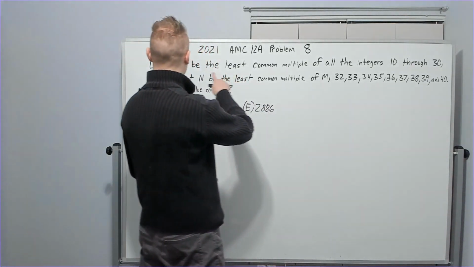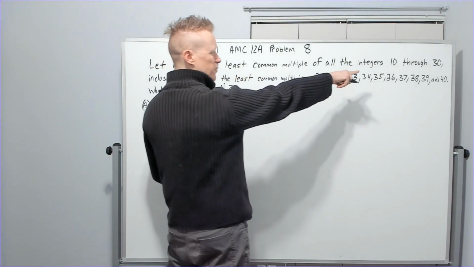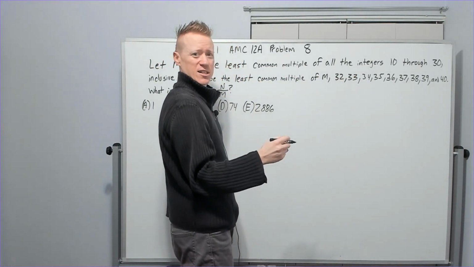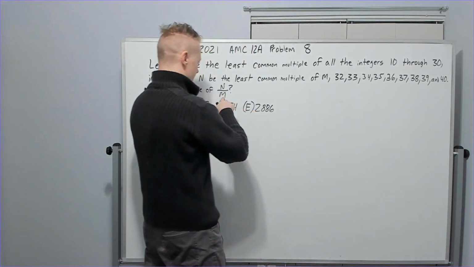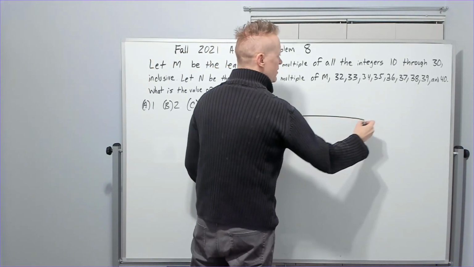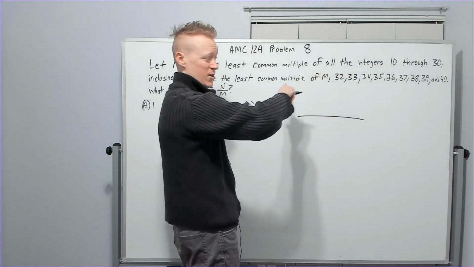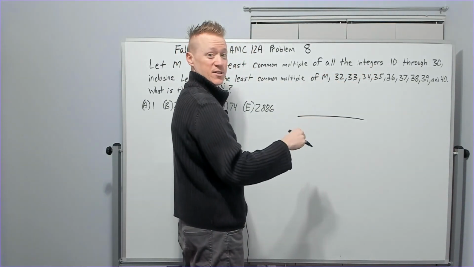So if I want M to be the least common multiple of all of these integers, 10 through 30, and I want that to be in the denominator, M is going to be the highest power of all the primes in all of those numbers individually though.